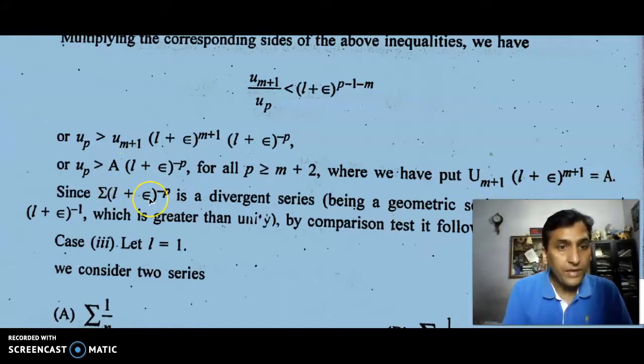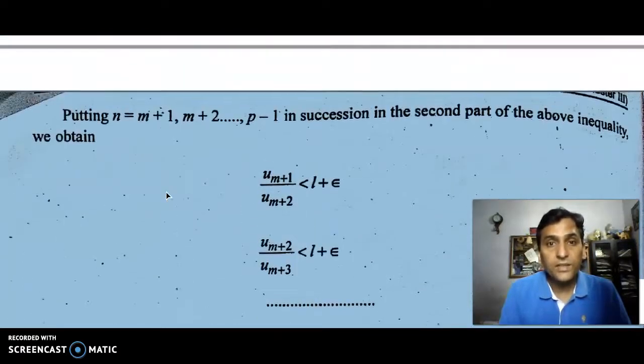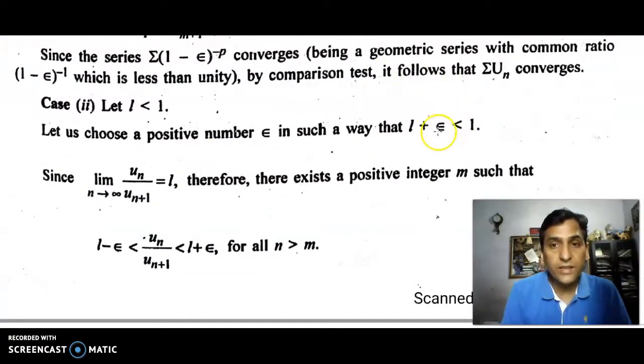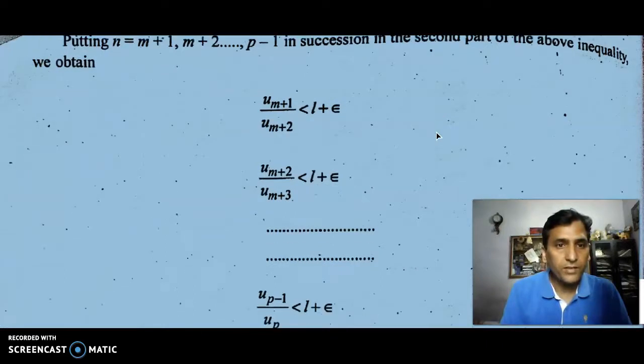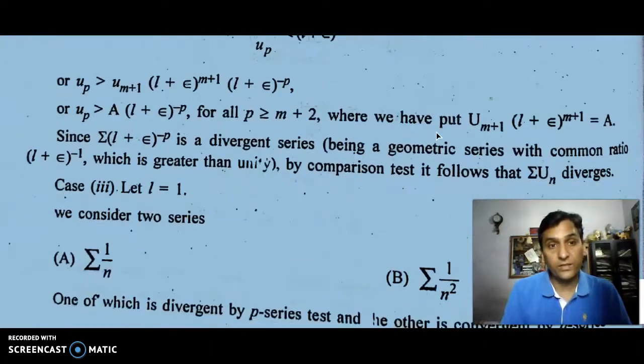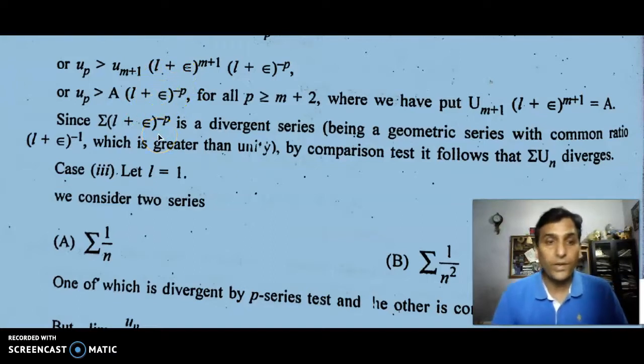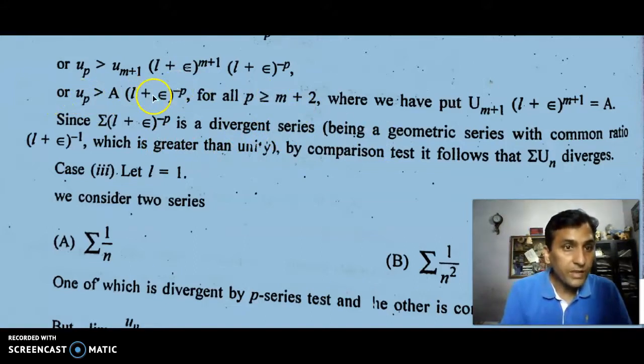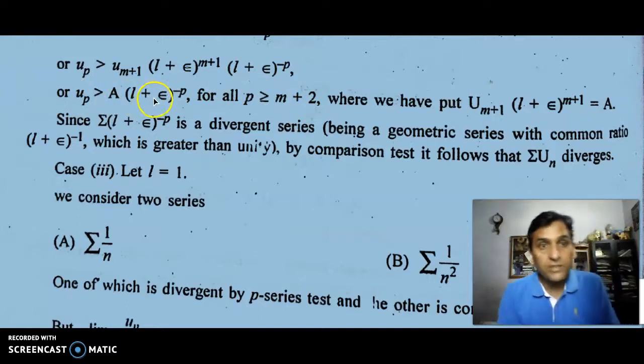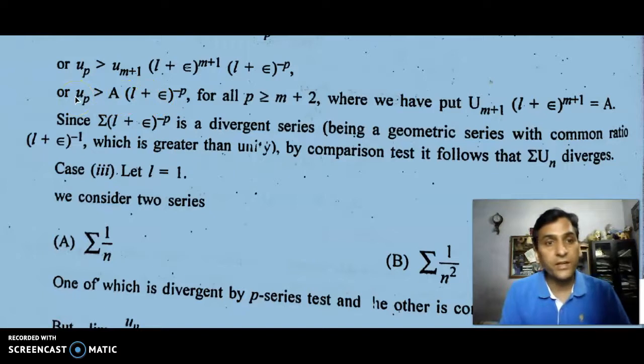Then L plus epsilon, we have taken less than 1. When I put the power minus 1, it becomes greater than 1. So this is a geometric series with power p, and the common ratio is greater than 1. It means it is divergent by the ratio test. Our term is bigger than this, so since this sum is infinite, our sum must also be infinite. So this series is a divergent series.